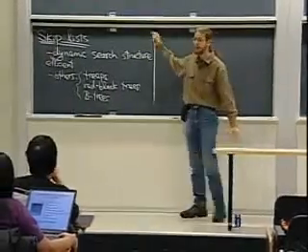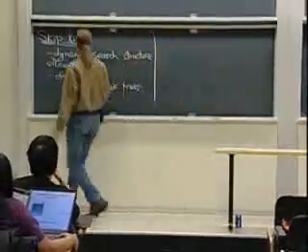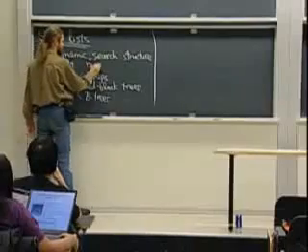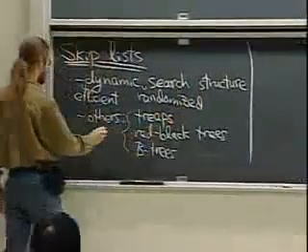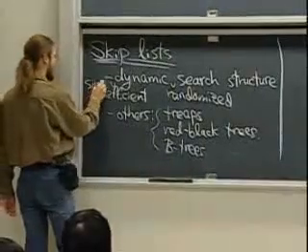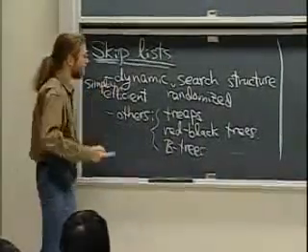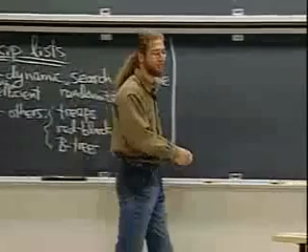So skip lists are a randomized structure. Let's add in another adjective here. And let's also add in simple. Okay, really cluttered. So we have a simple, efficient, dynamic, randomized search structure.